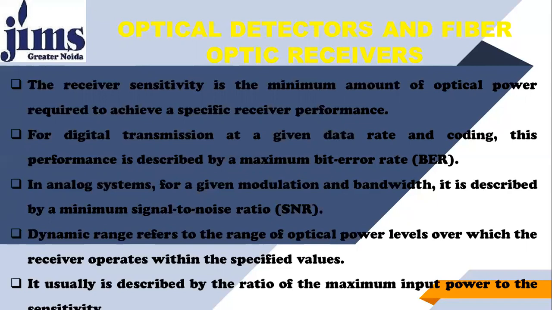Come to the dynamic range. Dynamic range refers to the range of optical power levels over which the receiver operates within the specified values. So it is the range of optical power over which the receiver operates satisfactorily. It is usually described by the ratio of maximum input power to the sensitivity. So these are certain factors that we discussed in this slide, on the basis of which we can judge the performance of an optical receiver.